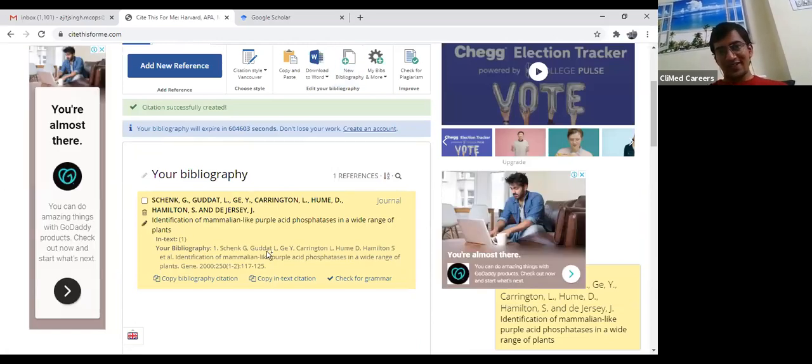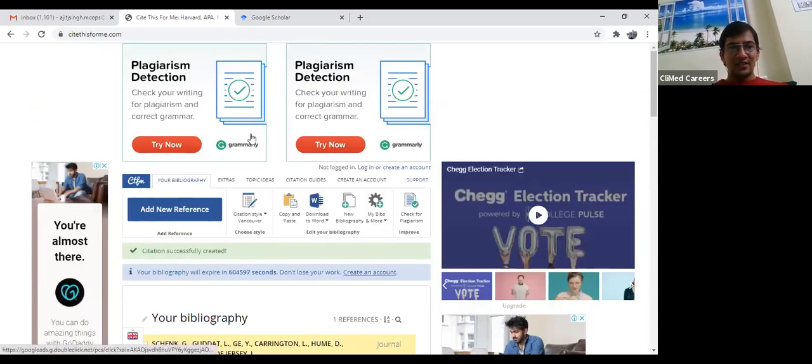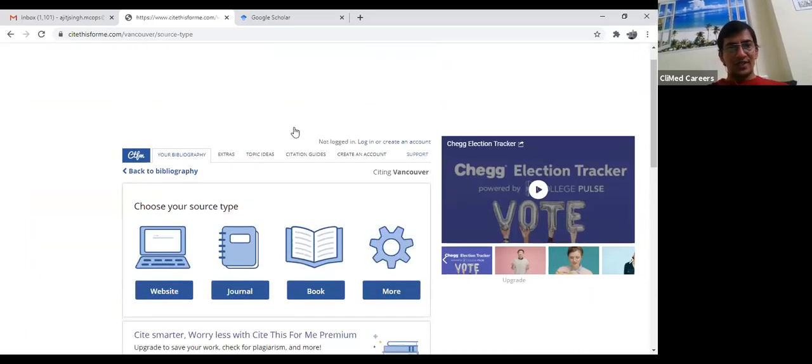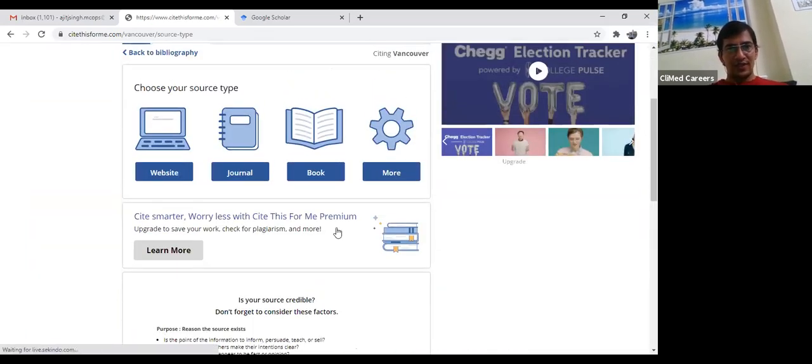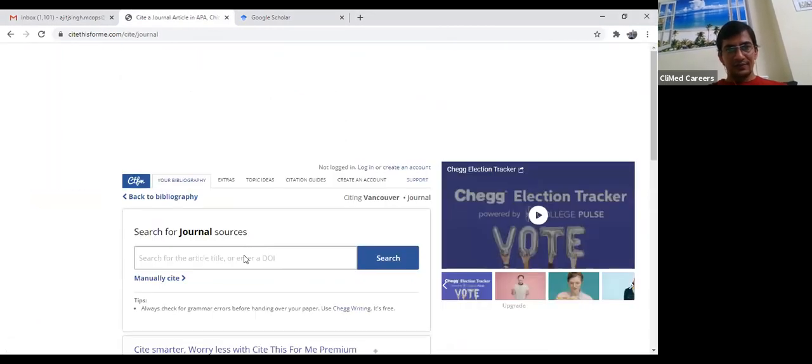Why is this site good? Why is cite this for me good and I like it? Because you can search as many articles in one shot. If you go to the new citation, new article, like this. Okay, next search this. What is the benefit here? Here, journal article, just search it.